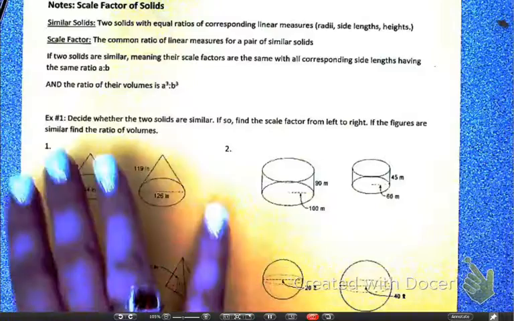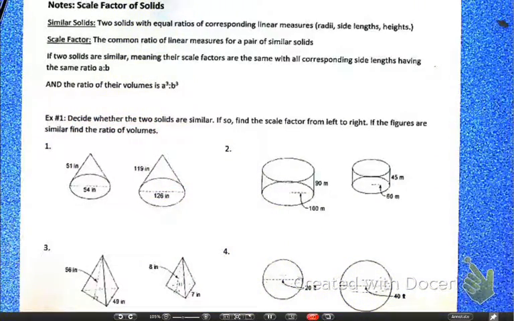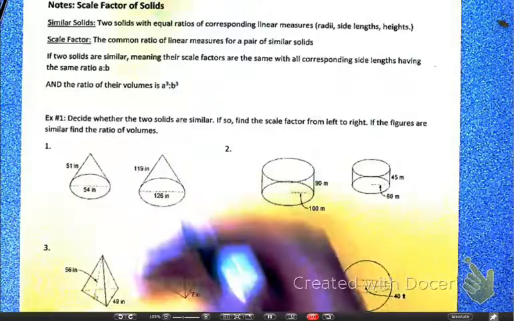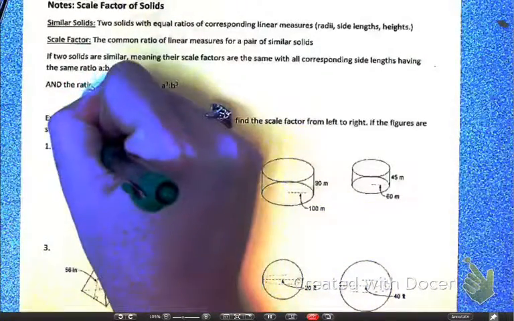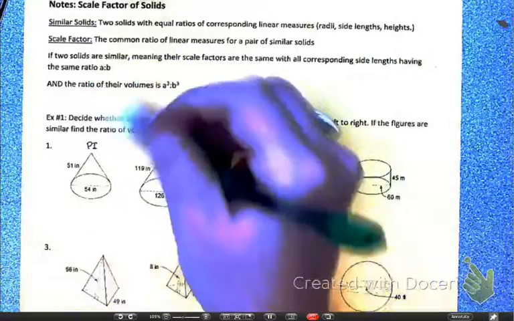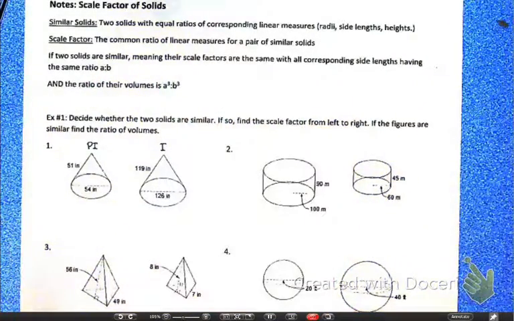Okay. I'm going to skip this part for a second, and we're going to look at number 1. So determine whether the two solids are similar. If so, find the scale factor, and we're going to go left to right. So the left figure, we're going to just call our pre-image. The right figure, we're going to call our image. And then we'll talk about ratio of volumes in a second. So scale factor first. So image over pre-image.